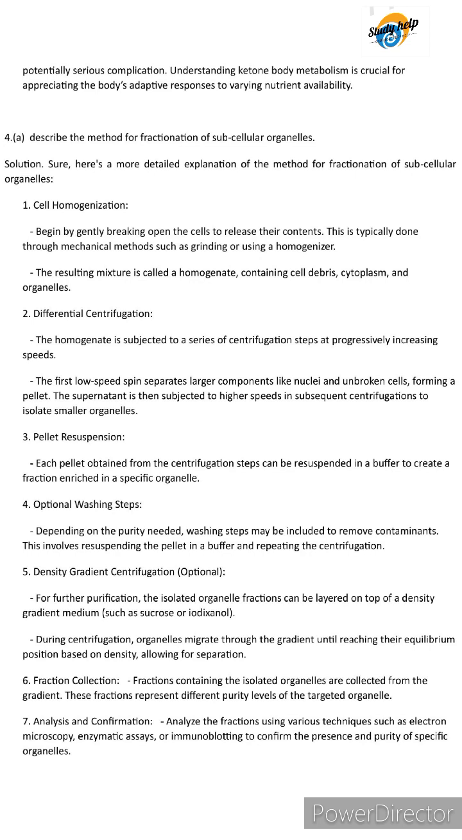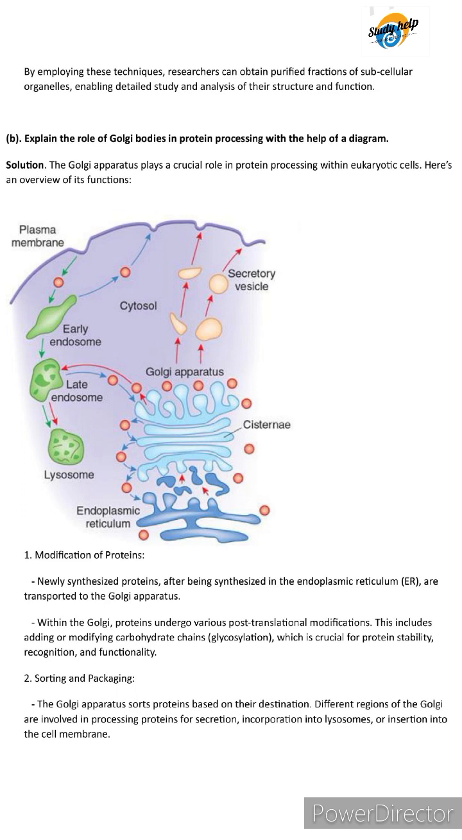6. Fraction collection. Fractions containing the isolated organelles are collected from the gradient. These fractions represent different purity levels of the targeted organelle. 7. Analysis and confirmation. Analyze the fractions using various techniques such as electron microscopy, enzymatic assays, or immunoblotting to confirm the presence and purity of specific organelles. By employing these techniques, researchers can obtain purified fractions of subcellular organelles, enabling detailed study and analysis of their structure and function.